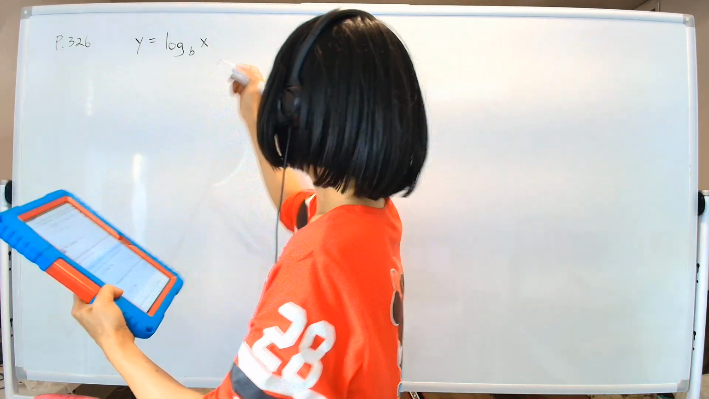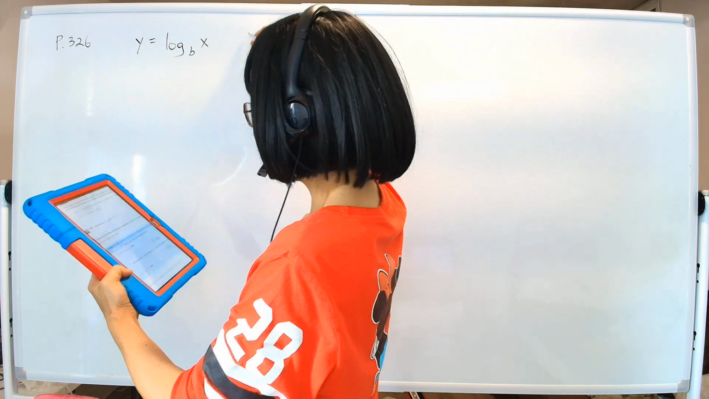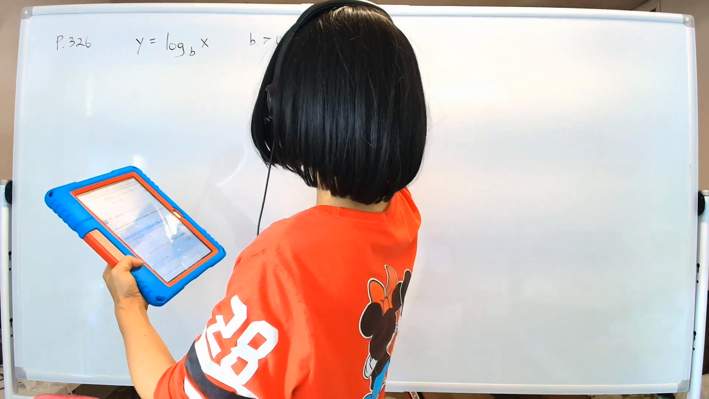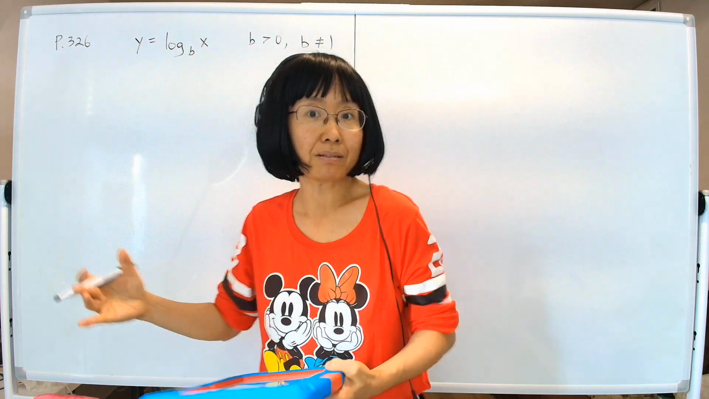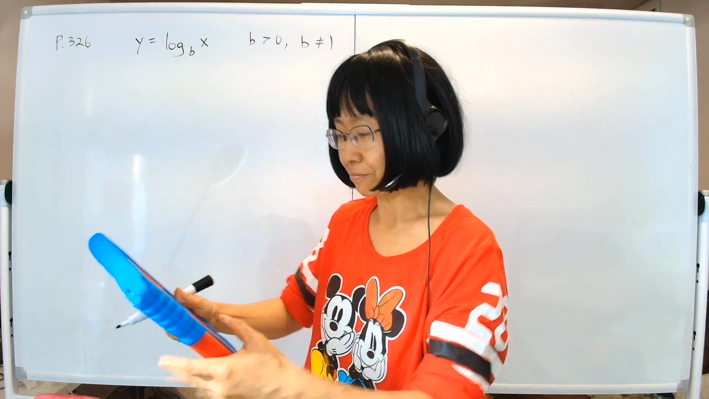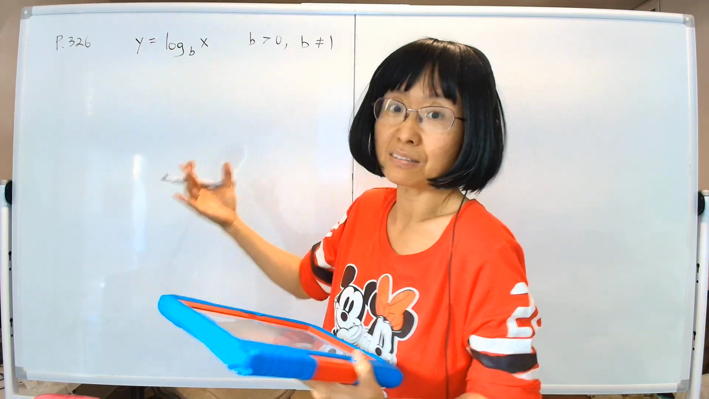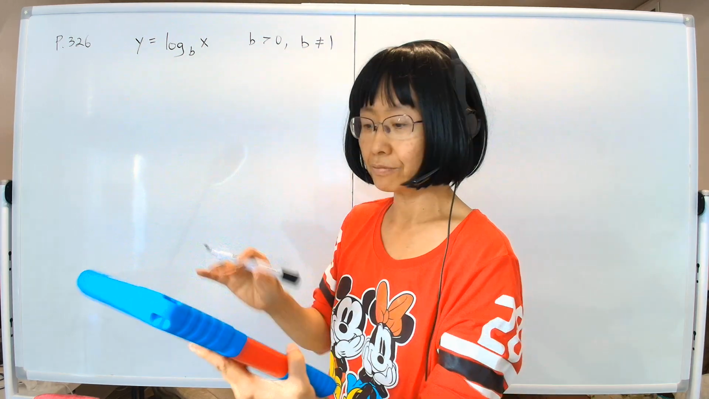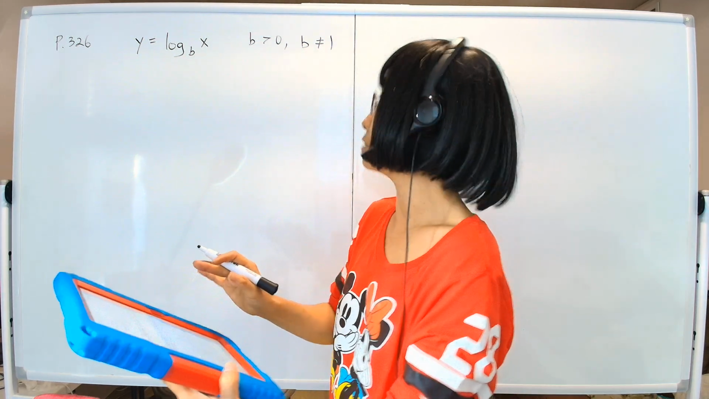B has to be bigger than 0, by the way. The requirement is b has to be bigger than 0, and b cannot be 1, because b equals 1 has no meaning. I mean, it has no significance. So we'll restrict b to only positive. With logs, we only care about positive values.